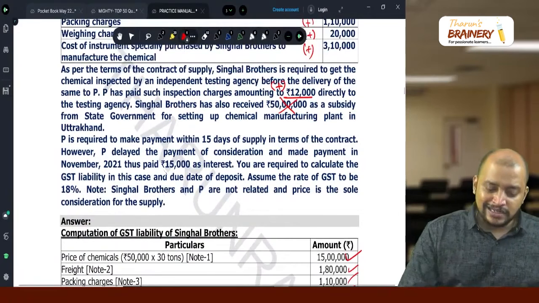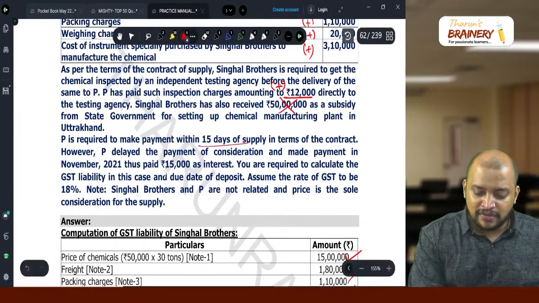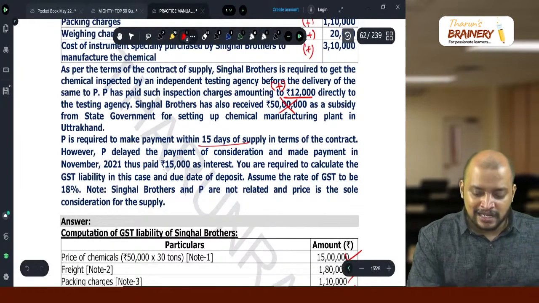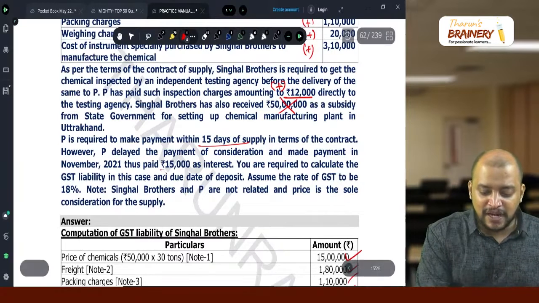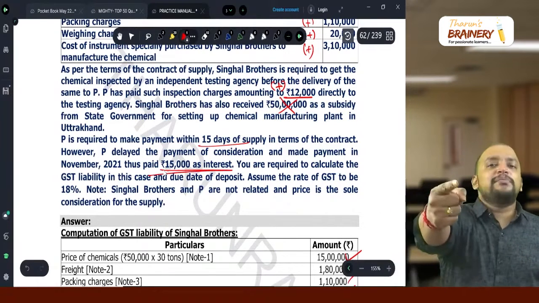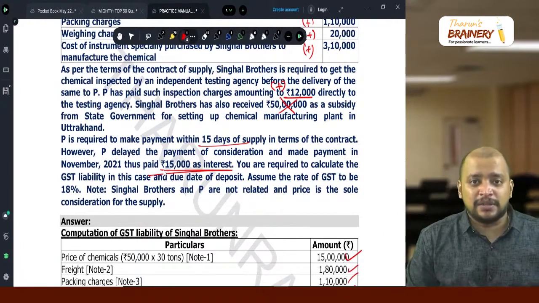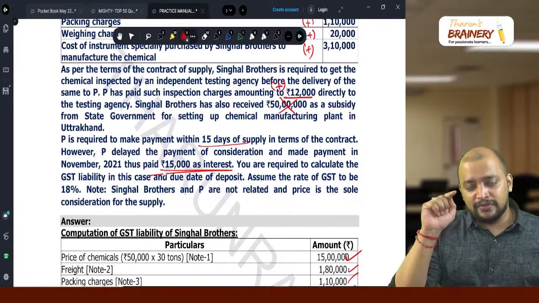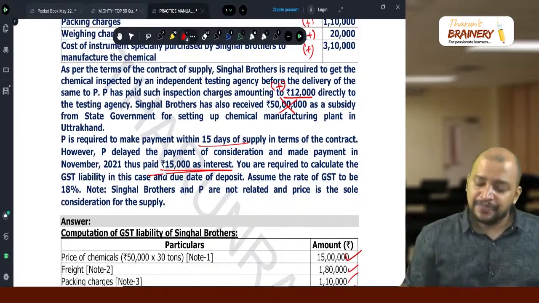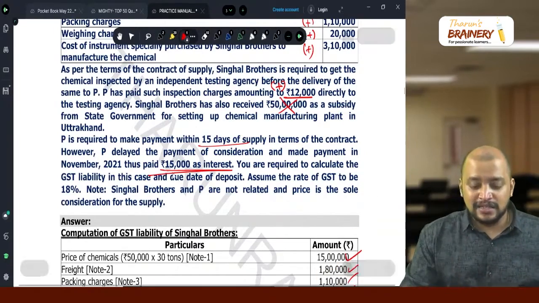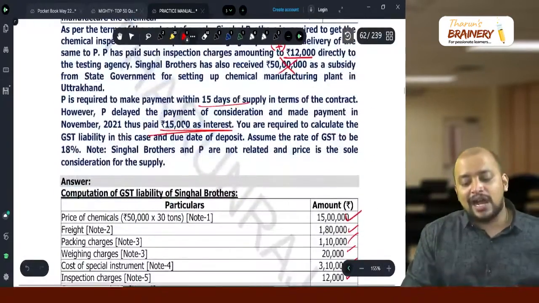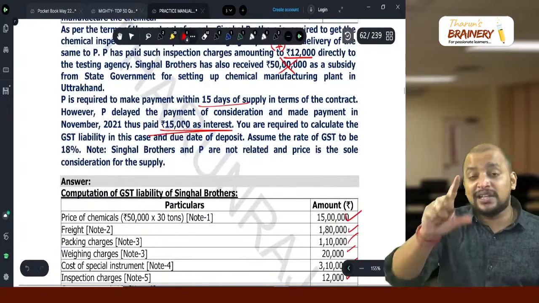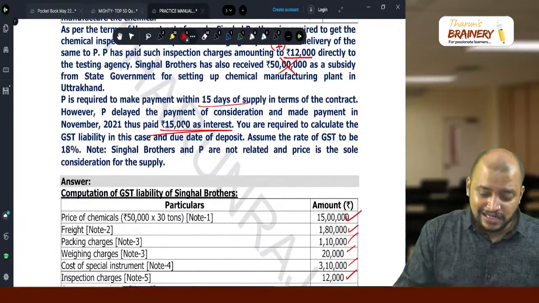Now, interest: P Limited is required to make payment within 15 days. P Limited delayed the payment and made payment in November, and thus paid 15,000 as interest. This means in the month of November only, that interest will be taxable. In the answer of this question, which is a study material question, they have added the interest normally. But when they added the interest, they excluded the GST and then added.